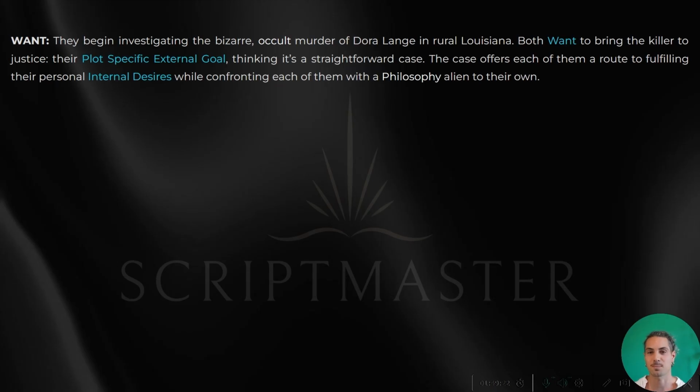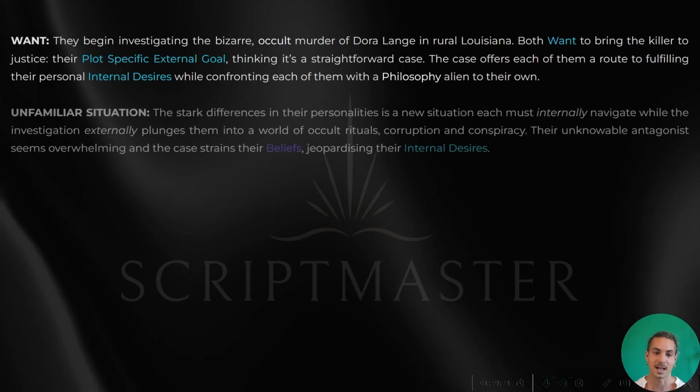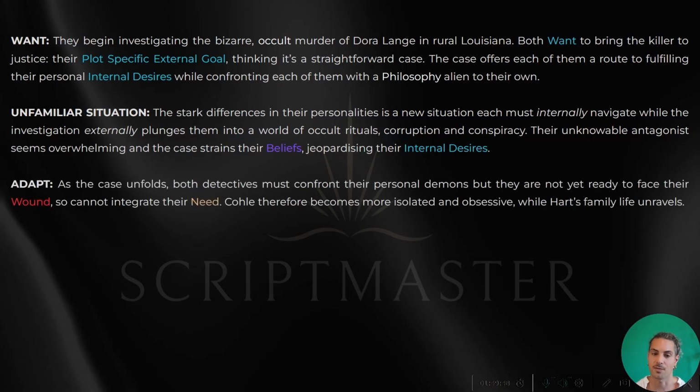But in pursuit of this plot-specific goal, the case, they enter the unfamiliar situation phase of the series, where the stark differences in their personalities is a new situation they each have to internally navigate, while the investigation externally plunges them into a world of occult rituals, corruption, and conspiracy. Their unknowable antagonist seems overwhelming, and the case strains their beliefs, jeopardizing their internal desires. As the case unfolds, both detectives must confront their personal demons, but they're not yet ready to face their wounds, so neither can integrate their need.